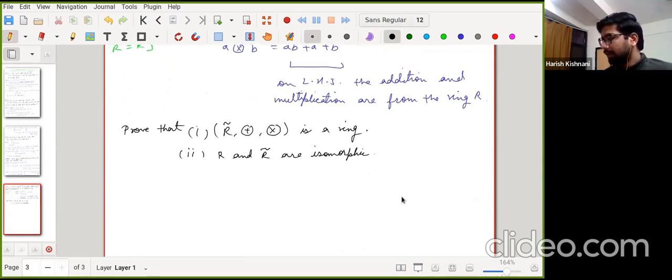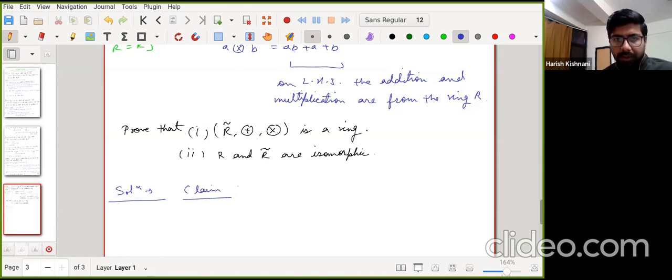If no, then let's try to prove that it's actually a ring. Solution. Claim. The first claim is to prove that this set, which is the same as R, with the newly defined addition, is an abelian group.